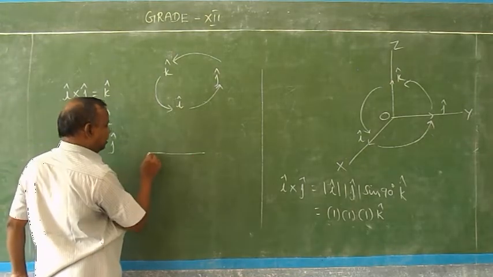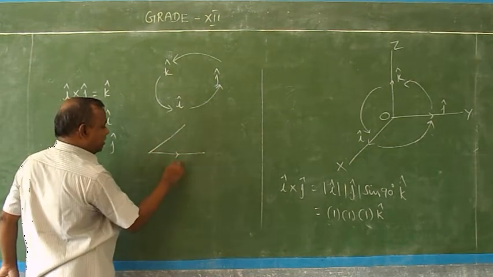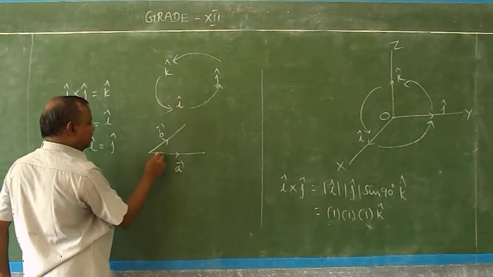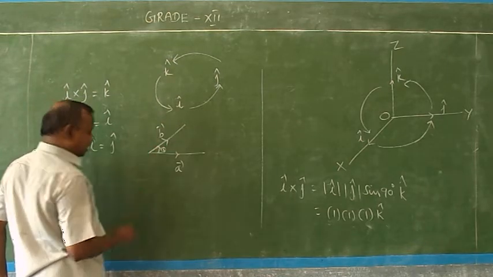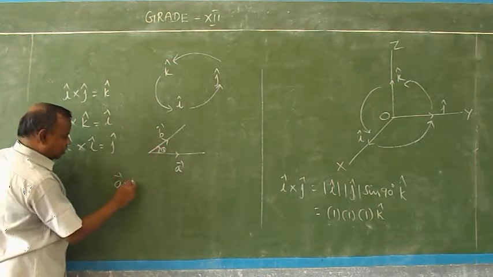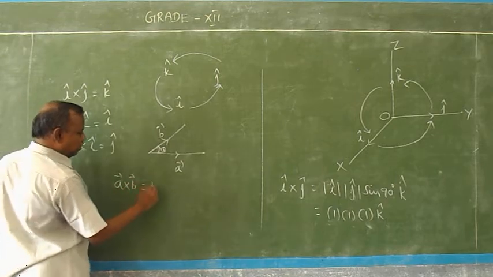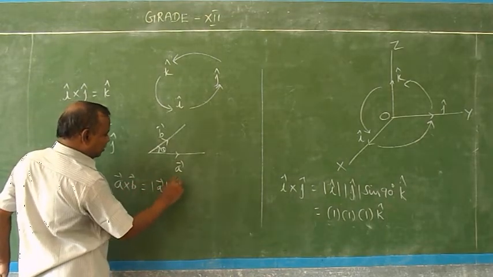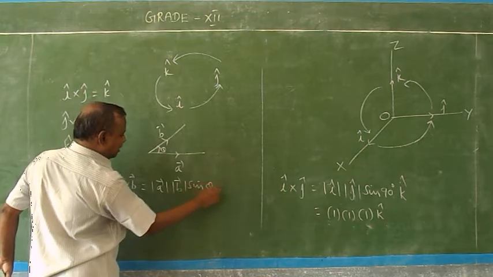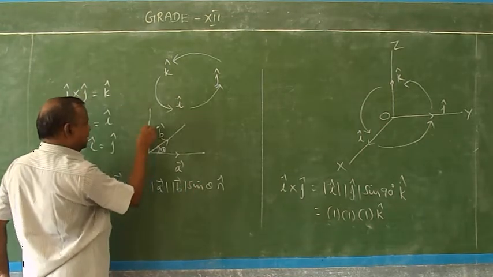Generally, consider this is a vector and b vector, let the angle be theta in the anti-clockwise direction. We know that a vector cross b vector is equal to modulus of a vector into modulus of b vector into sin theta into n cap. So this is n cap.